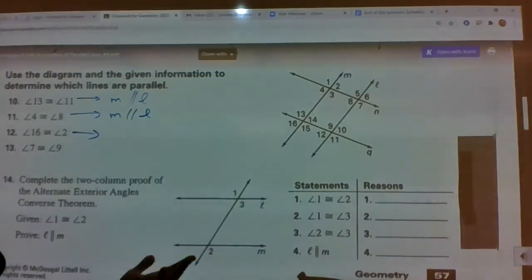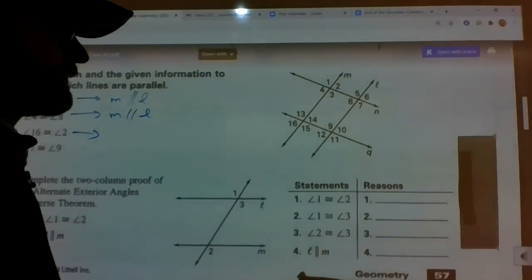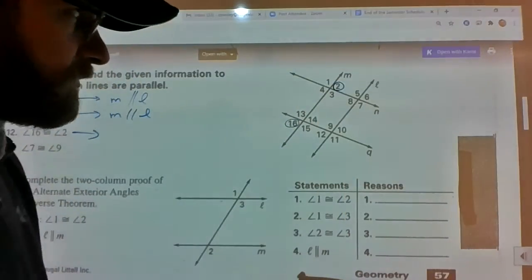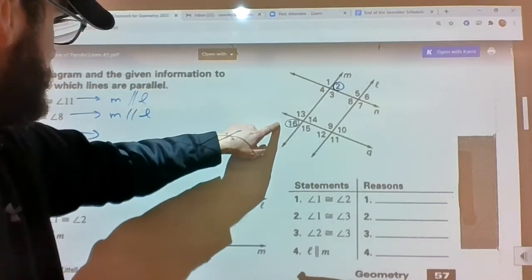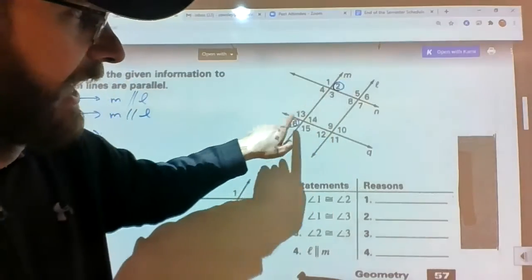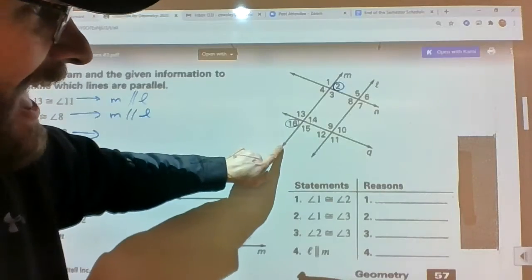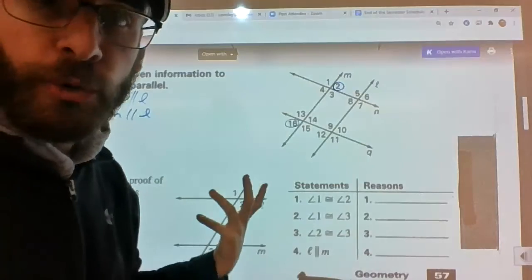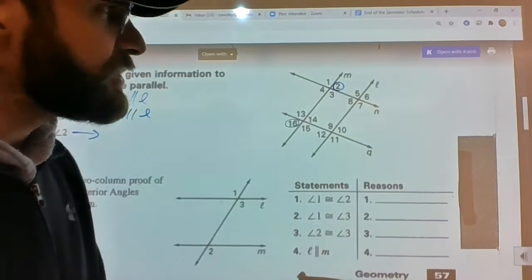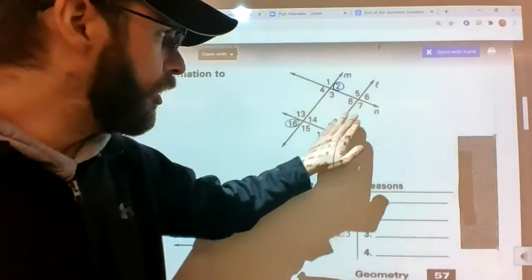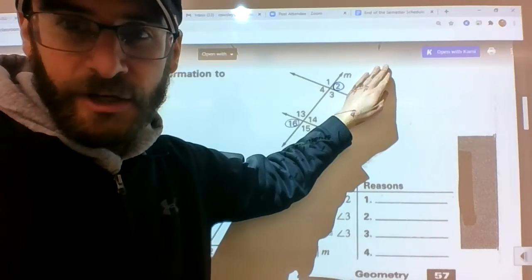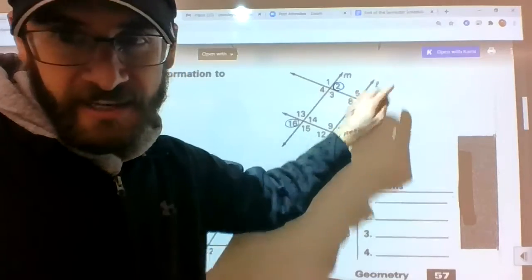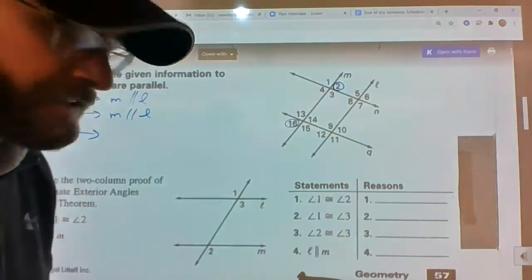What happens when 16 and 2 are shown to be congruent? Well, here's 16, and here's 2. Again, alternate exterior angles when M crosses through N and Q creates this congruent statement. So you could completely ignore all of this right here. You could completely ignore line L, and this information should point us to the fact that these two lines are parallel. N is parallel to Q.